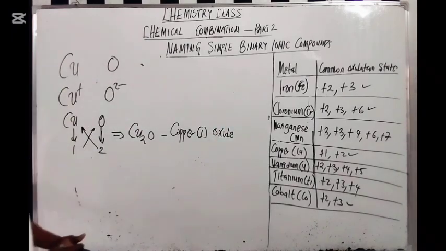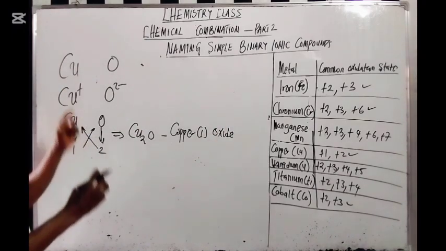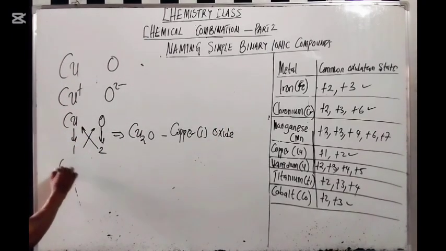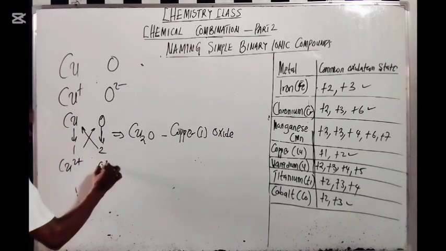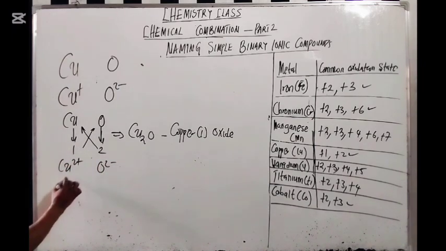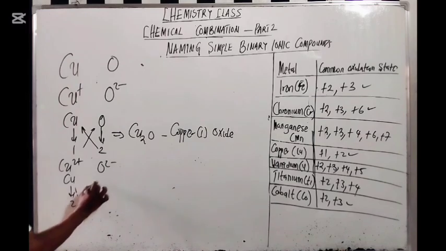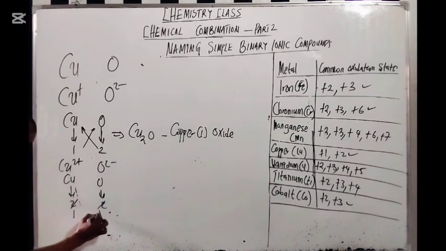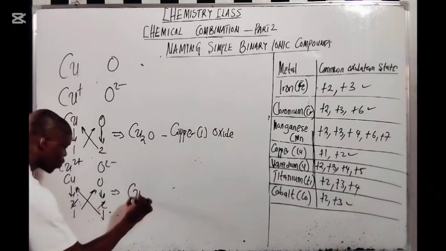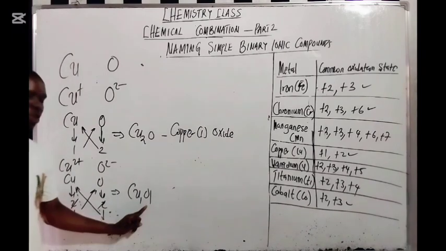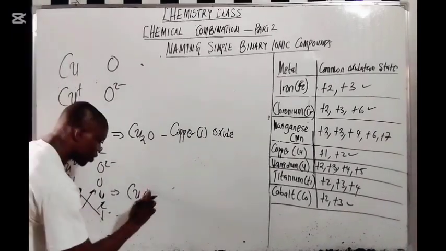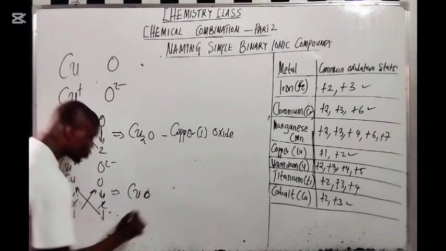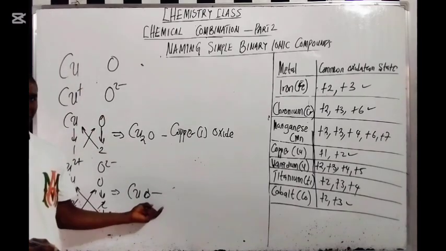Copper 1 oxide. Now, what about if it's copper 2? So you have Cu2+ and O2-. What is going to happen here? We have Cu2O2, right? Remember, the 2 goes here and the 2 goes here. This one moves here and this one moves here. What do you have here? We have Cu1O1, but there's no point in putting the 1, so we just ignore it. So what is the name of this compound here?